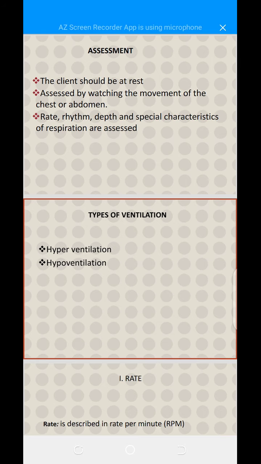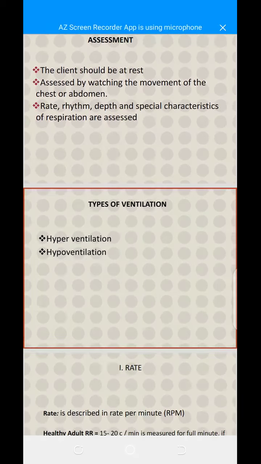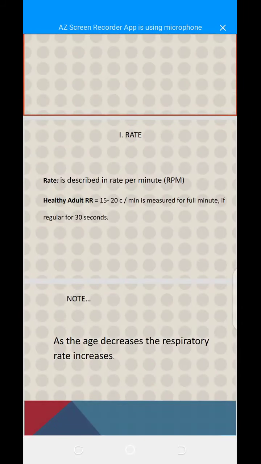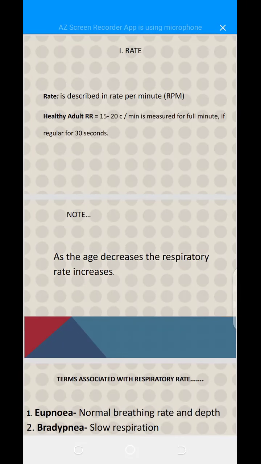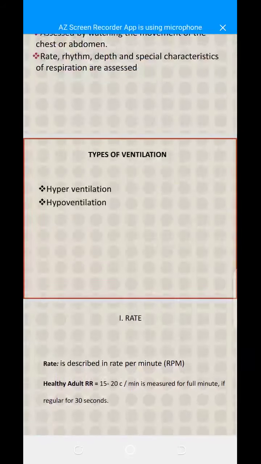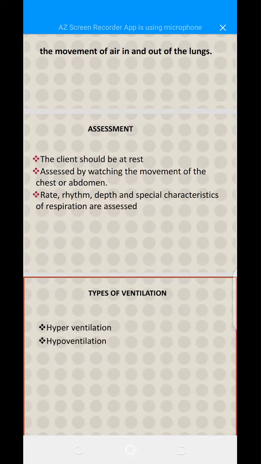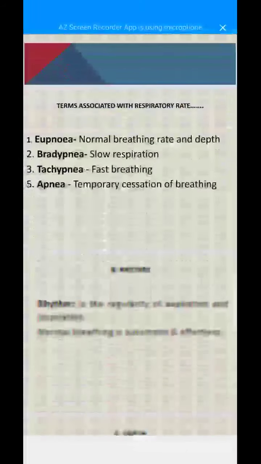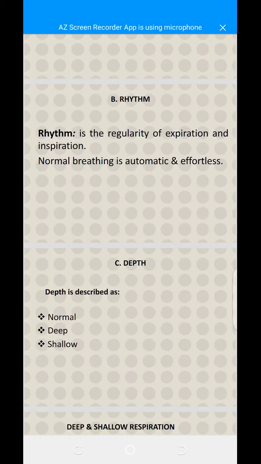When we talk of rate, that means how often the person is respirating. The rate at which somebody is respirating is what we call rate. It may be either higher or lower. Then apart from rate, you also need to assess the rhythm, which is the regularity, whether the respiration is regular or irregular.